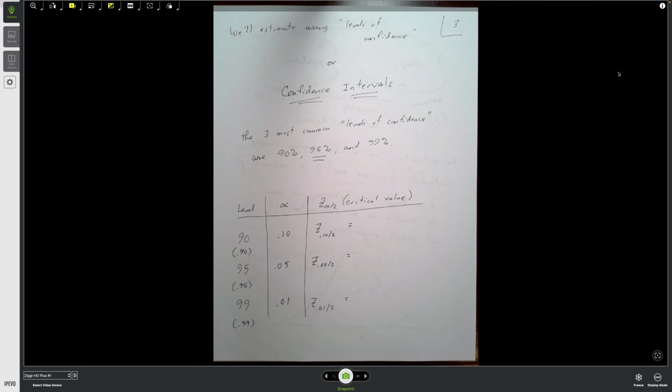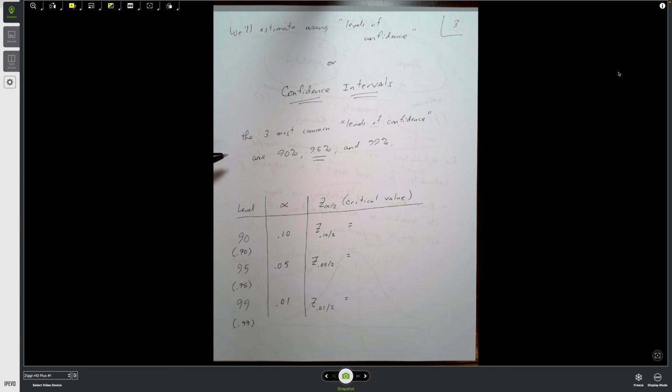Now, transitioning into confidence intervals, we're going to find out that we will always use what we call a level of confidence. And again, confidence intervals are just a technique that we use to estimate an unknown population value. In this illustration, to estimate the unknown population proportion P. There are three common levels of confidence, and those are 90%, 95%, and 99%.